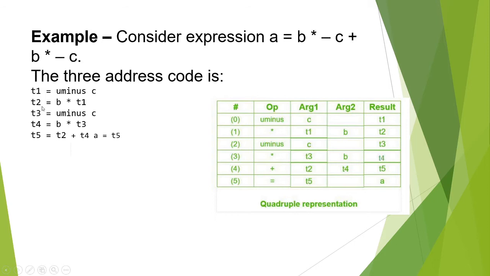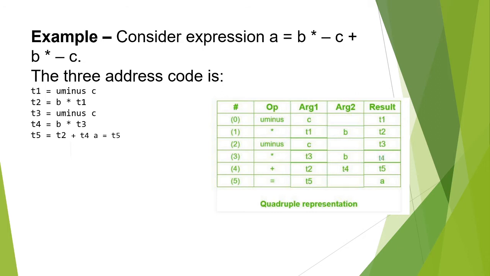Similarly, for the second line, T2 is equal to B into T1, where the multiplication operator goes in the operator part, B is argument 2 and T1 is argument 1. Similarly for the third one, T3 is equal to unary minus C, where unary minus is the operator, C is argument 1 and T3 stores the result. And for the next line, T4 is equal to B into T3, where the multiplication operator is in the operator part, B is in argument 2 and T3 is in argument 1.